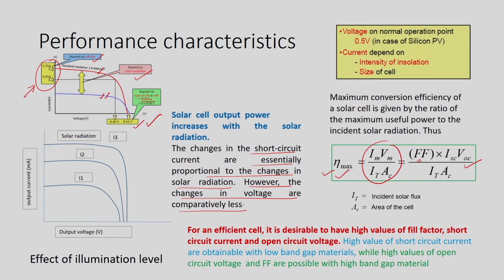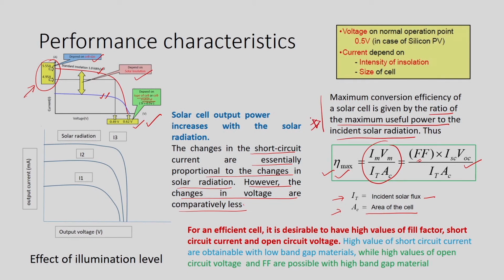Already you know what IT is: the incident solar flux, and AC is the area of the solar cell. So, this maximum conversion efficiency of a solar cell is given by the ratio of maximum useful power to the incident solar radiation. So, this you should keep in mind.